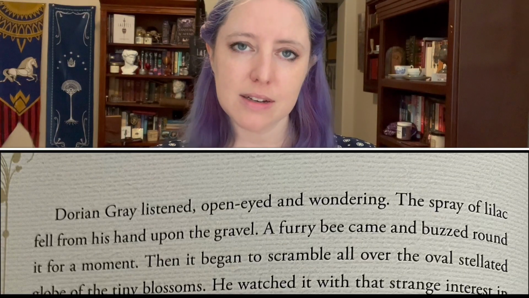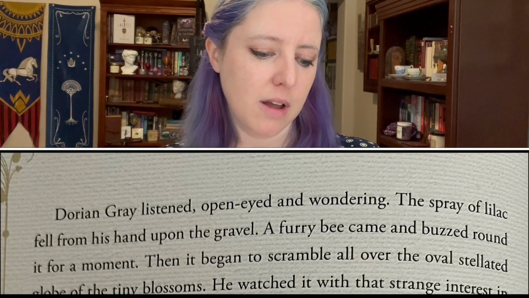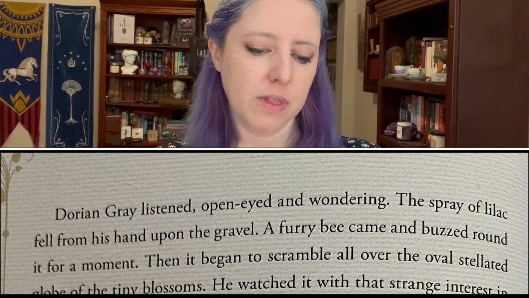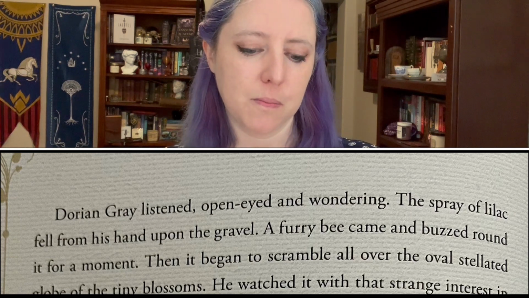So it says, "Dorian Gray listened to what Henry said, open-eyed and wondering. The spray of lilac fell from his hand upon the gravel." This, to me, connects to a couple of things. This connects to chapter 1, where Henry is pulling apart that daisy as he's listening to Basil. So that symbol of beauty and purity, he's just pulling it apart. Here, Dorian himself drops that flower, that symbol.